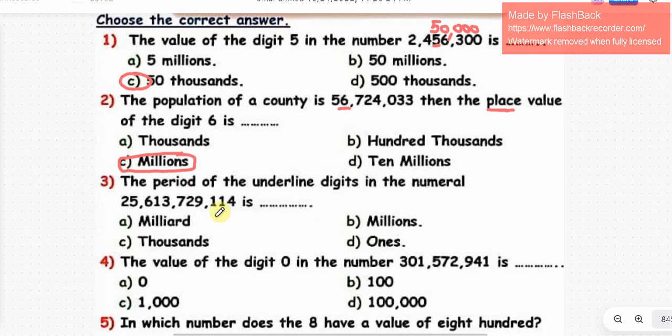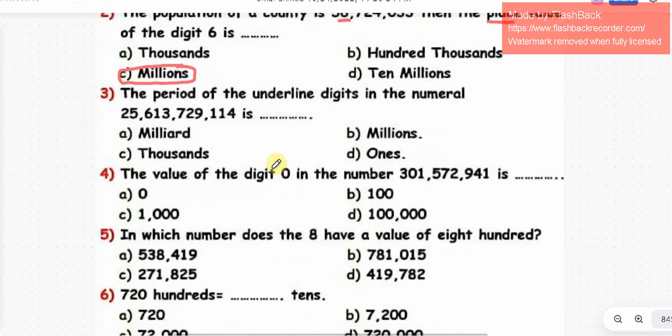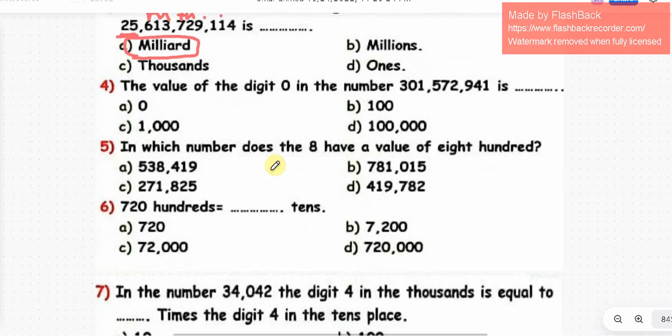The period. Period means family. The period of the underlined digits in this numeral. Let's underline this. What is this family? The first family has no name or family of ones. The second family here is 1,000. The third family is million. So the last family is what? Milliard. The value of the digit 0 in this number will be what? The value of 0 is always 0.